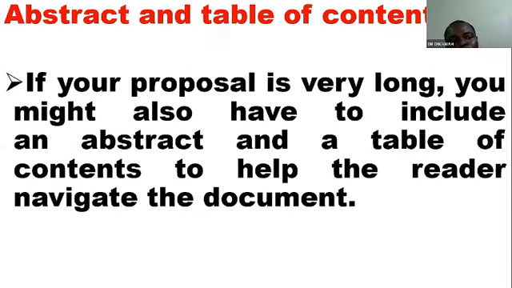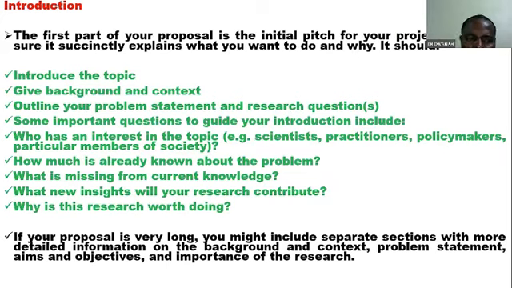Now, abstract and table of content. If your proposal is very long, you might also have to include an abstract and a table of content to help the reader navigate the document. So if you're having a proposal of 20 to 30 pages, there may be need for abstract and table of content. But if it is for research funding and it's just about 7 pages, and the instruction even said that it shouldn't be more than 7 pages, there may be no need to bring in abstract and table of content that may blow up the pages and will not enable you to put the required ingredients in the proposal.